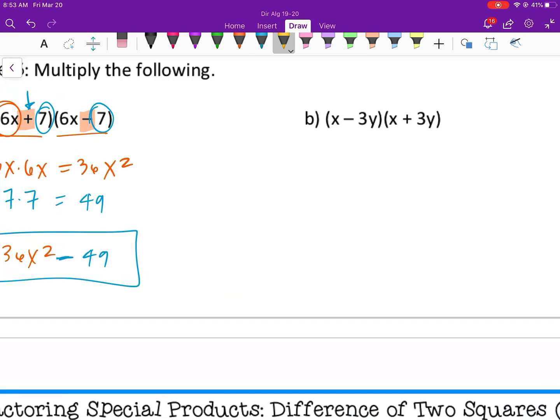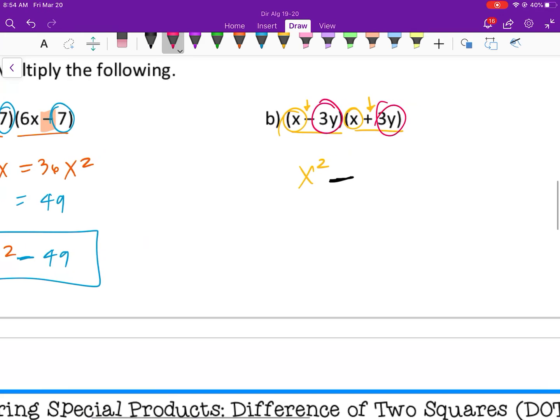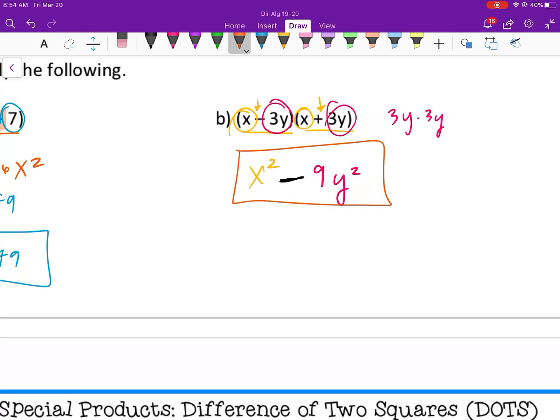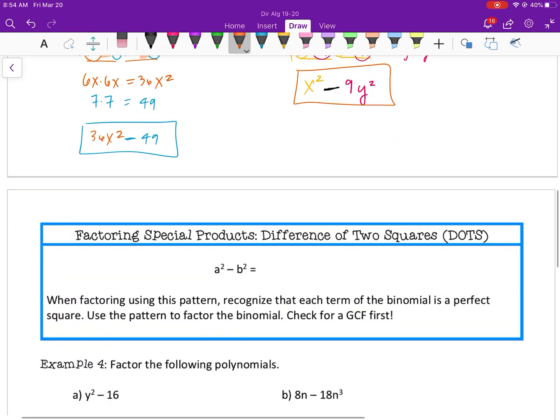And then in example B, same idea. We have a dots pattern because we have almost the same sets of parentheses, but we've got 1 plus 1 minus. So we take x and we square it, which is just x squared. We know we're going to have subtraction in between. And then we'll take 3y and we will square that. We'll take it times by itself. Don't forget 3 times 3 is the 9, and then y squared.